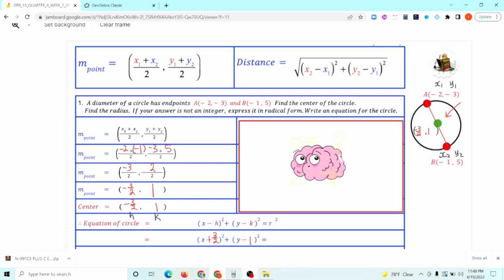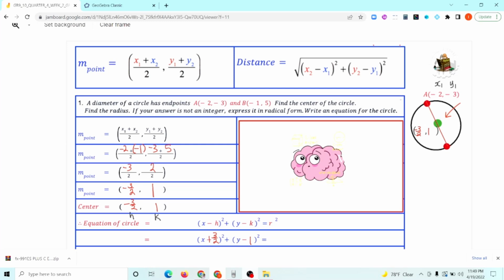Now we can choose whether we want to use this radius from A to the green point, or we can choose to use this radius from the green point to B. But what I'm going to do is erase that point so that we don't get confused, and then let's just focus our attention on finding this radius right here.